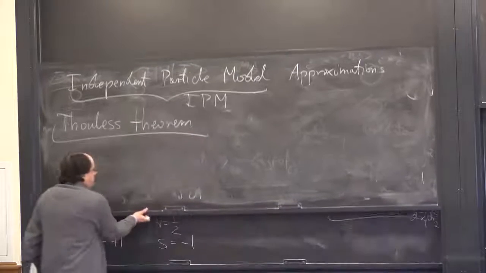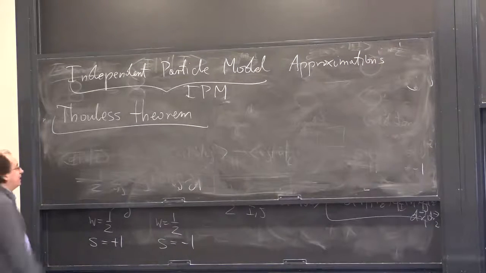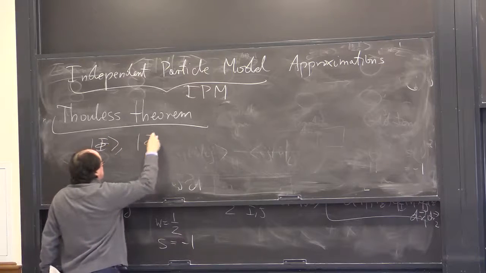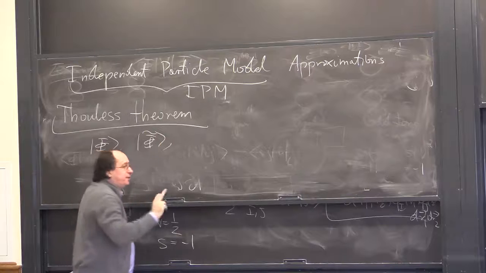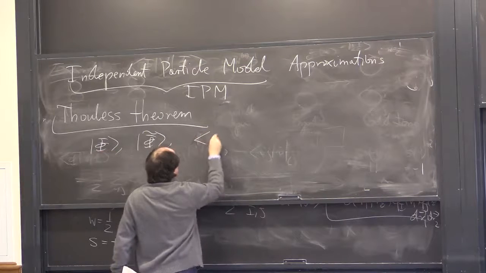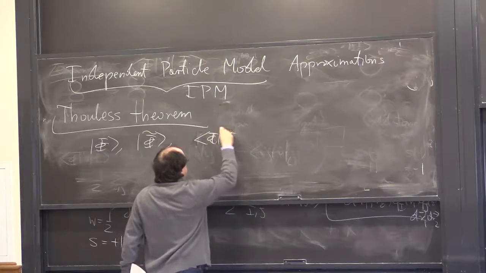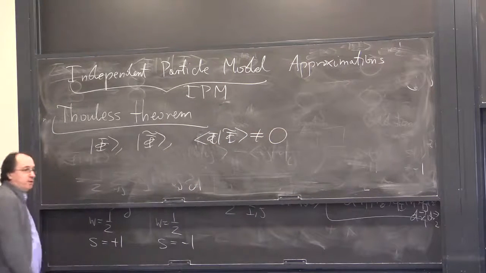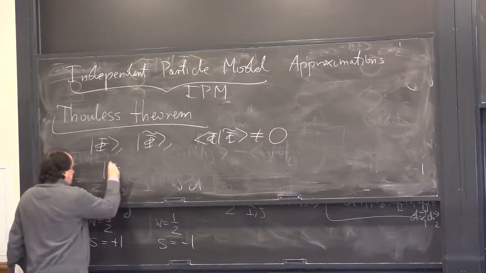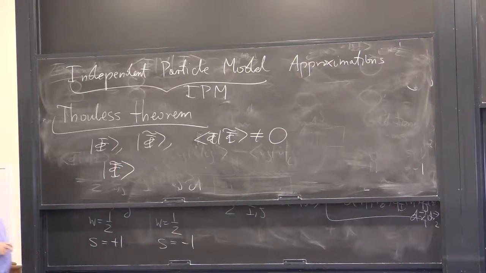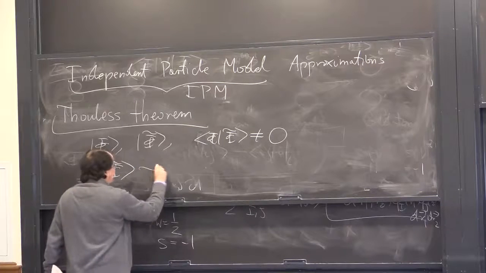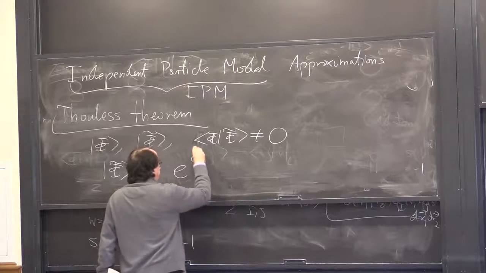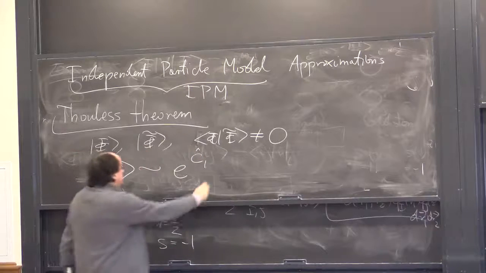So, what is the Thouless theorem? The Thouless theorem says the following: if I have two Slater determinants, phi and say phi tilde, such that the overlap between them is non-zero. So if you form an inner product of phi and phi tilde, you do not get a zero. Then you can prove, and that's what we'll do, that the determinant phi tilde is proportional to an exponential operator where you exponentiate a one-body particle-hole excitation operator. Okay?